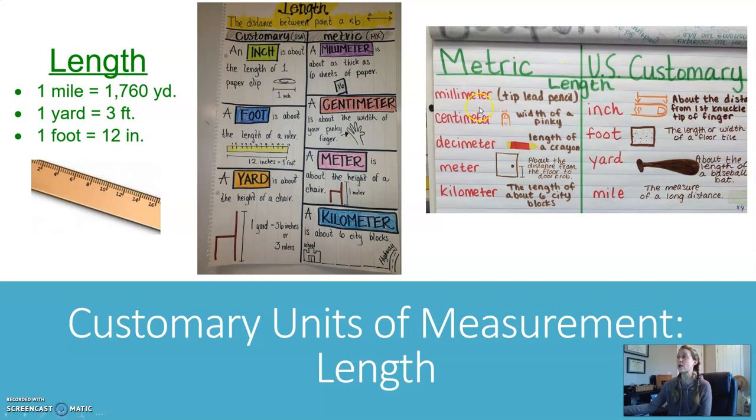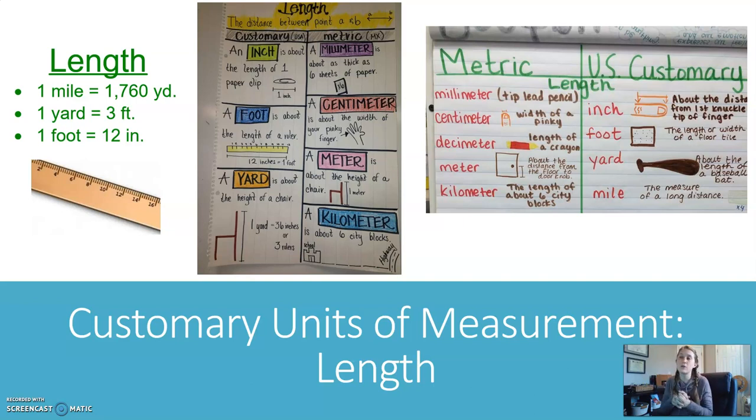Now, this chart over here has decimeter. So decimeter is the length of a crayon. So you can imagine about how long a crayon would be, and that's 1 decimeter. The next unit would be your base unit, meter. Meter is about the height of a chair or the distance from the floor to a doorknob. I'll often use my arms spread apart to give me about 1 meter.